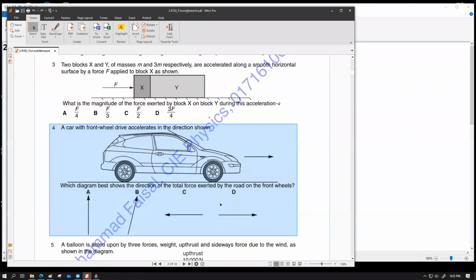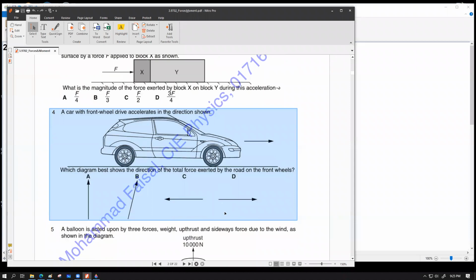Now, an important bit of information is that here the correct answer is not going to be C. Why? Because the question says which diagram best shows the direction of the total force exerted by the road on the front wheels. This word total changes a lot. What I just told you was because of Newton's third law, what is happening for the action and reaction force between the wheel and the ground. Additional to this force, the ground is also responsible to uphold the weight of the whole car.